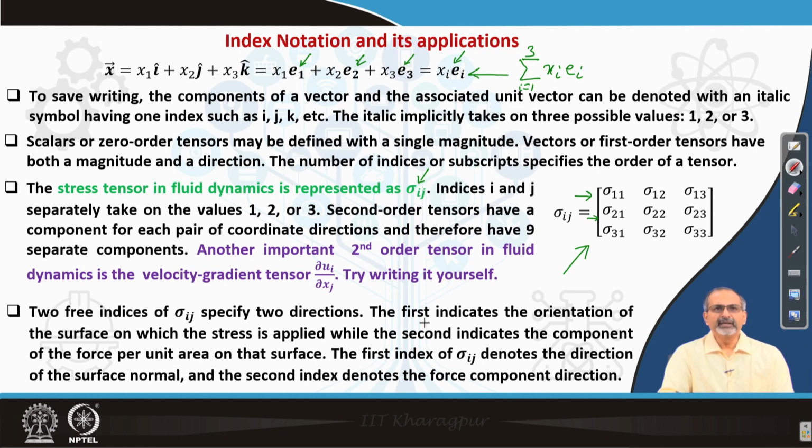When you have two free indices of sigma ij, they specify two directions. The first indicates the orientation of the surface on which the stress is applied, while the second indicates the component of the force per unit area on that surface. The first index of sigma ij denotes the direction of the surface normal, the second index denotes the force component direction. So, that is basically the implication of having two indices.